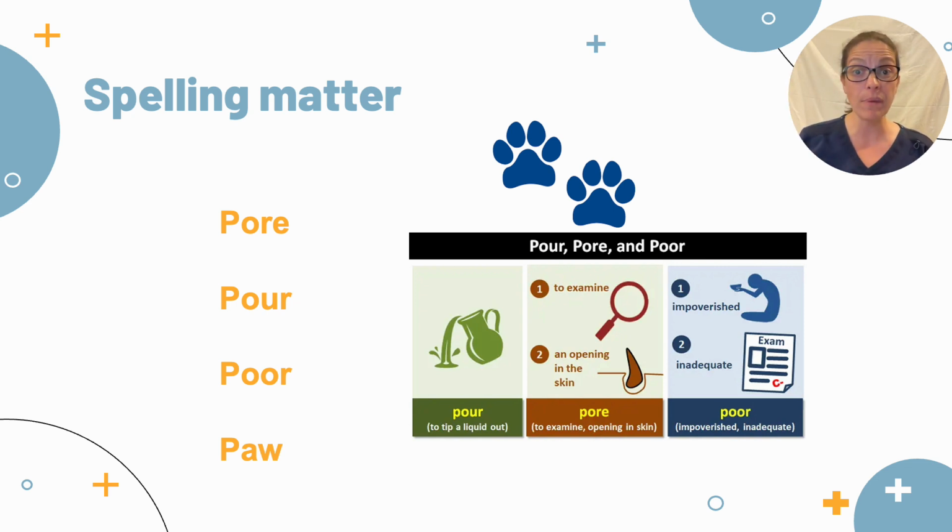Or poor, P-O-O-R, that means impoverished, like you're lacking in funds, or that it's not good enough, inadequate, in terms of you did poorly on an exam, hopefully not, or that you are in poor health, your health is not good enough, or doggy paws, right, their pads, their feet. So spelling matters.